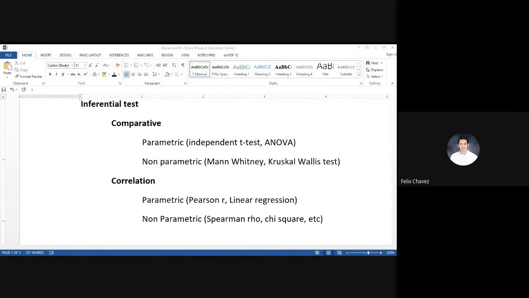So we will start first with parametric tests, comparative analysis using parametric tests, the independent t-test and the ANOVA. There are a lot of t-tests. We have independent t-tests, we have paired sample t-tests, we also have one sample t-test. If you want to compare a certain mean to a certain standard, then you will use the one sample test.